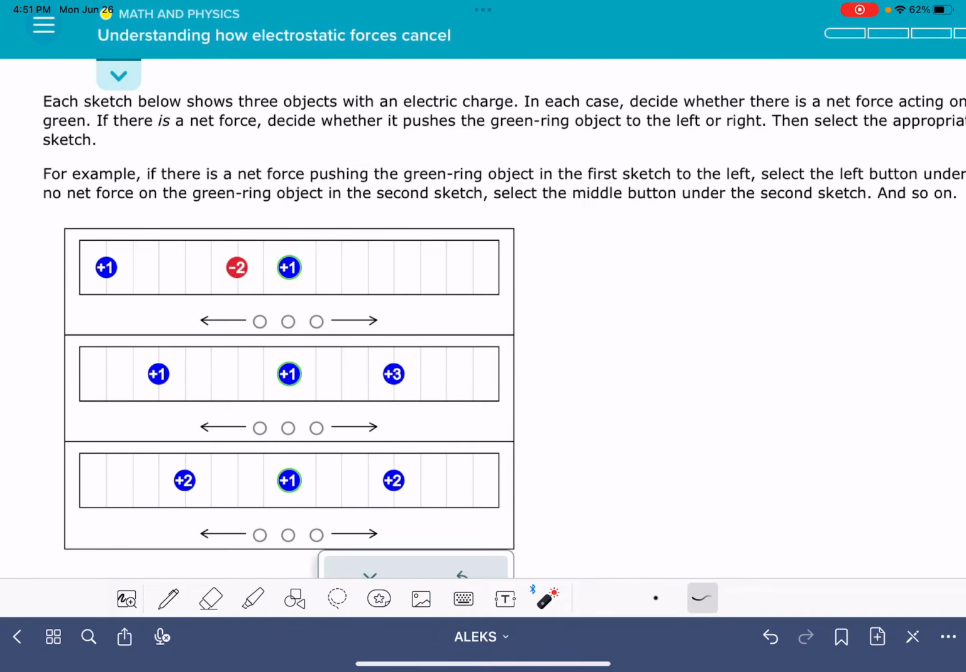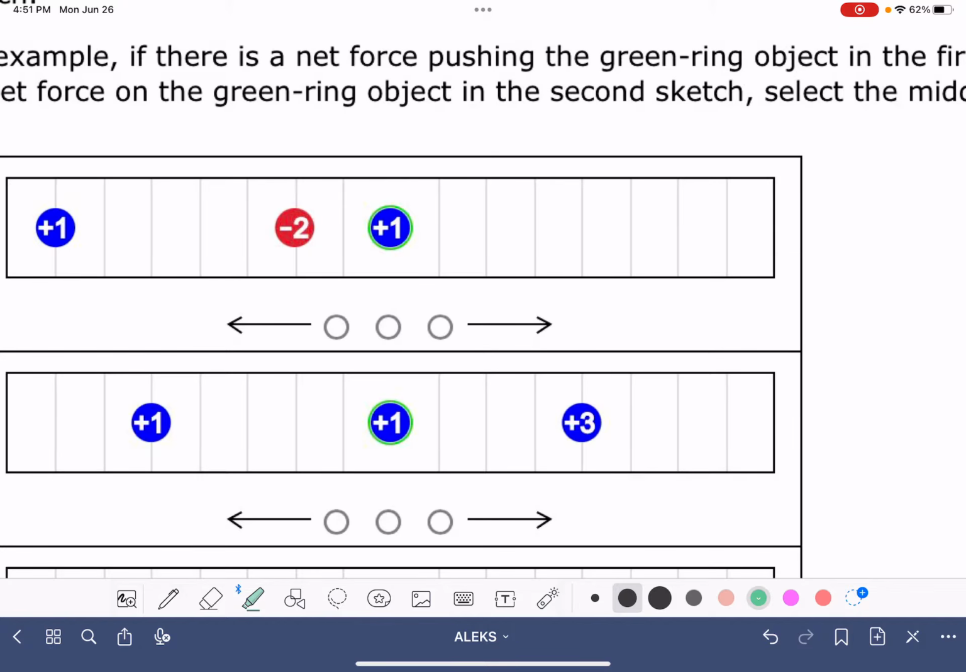In this video, I'll show you how to solve the ALEKS problem called Understanding How Electrostatic Forces Cancel. This problem is going to give you 3 different scenarios. Each scenario is going to have 3 point charges. One of the point charges is going to be highlighted by having a little green ring around it, which is actually kind of hard to see.